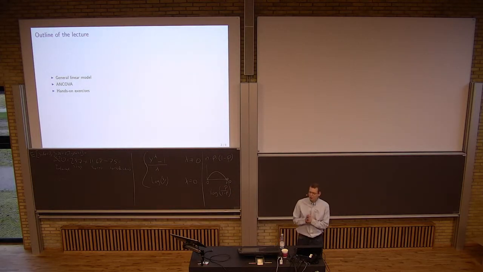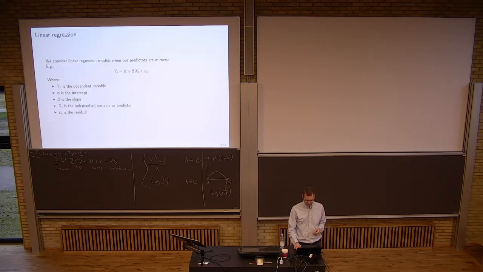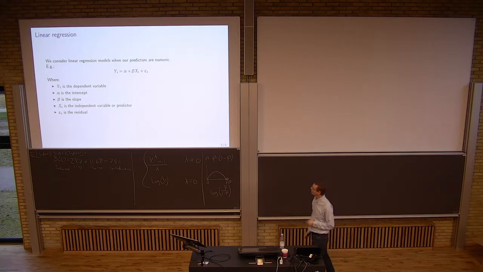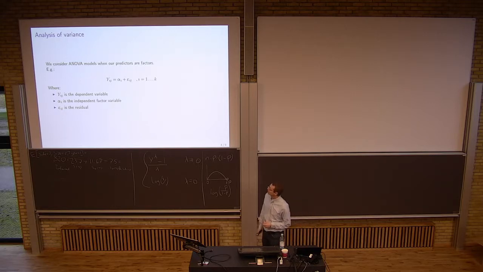We're going to do a general linear model, which is basically also called ANCOVA, analysis of covariance. And just to do a quick recap, the other day we were looking at linear regression models of this sort, just to do the simple one as an example. Then yesterday we looked at analysis of variance.